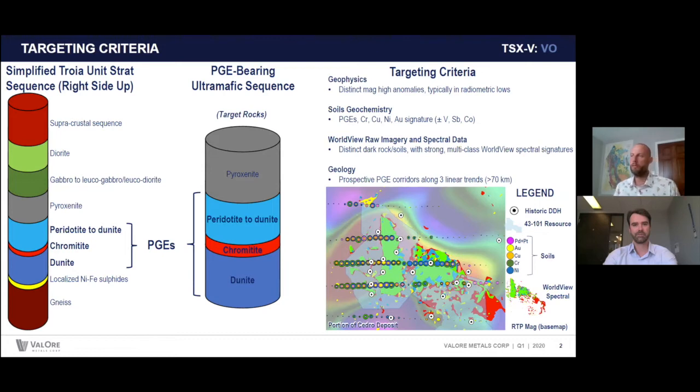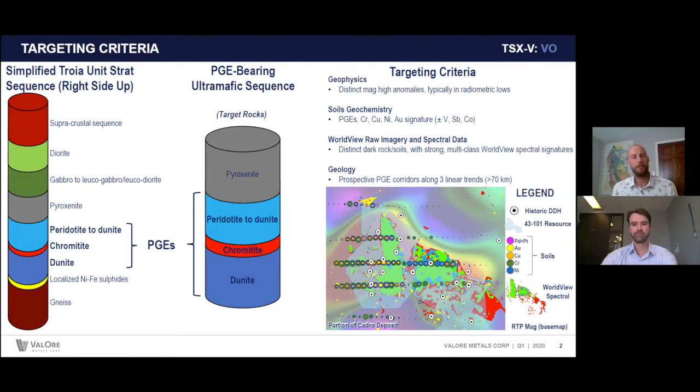But the important take-home point about these target rocks that you see in the middle strat section is the fact that they're quite distinct from the surrounding country rocks in a geophysical sense, geochemical sense, spectral sense, and raw data sense, and also, of course, geologically. The rocks that host the mineralization are typically quite magnetic, so there's a lot of secondary magnetite in the dunitic phase. There's magnetite in the peridotites, and the chromatites are also occasionally magnetic. So they really do stand out in mag surveys, both ground and airborne.